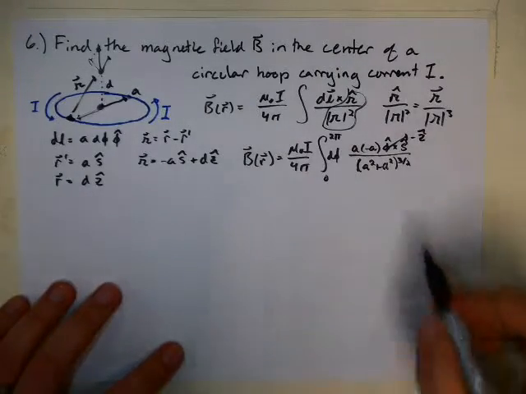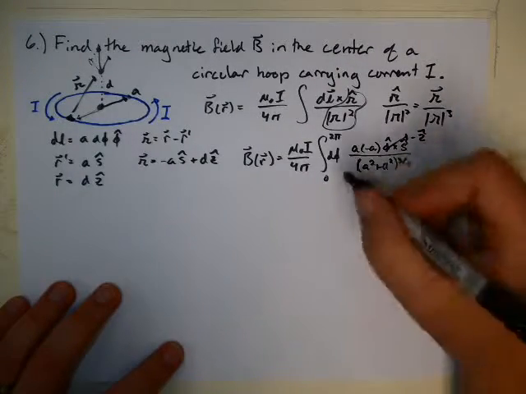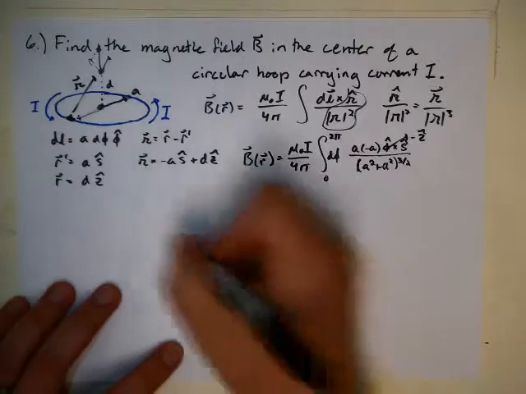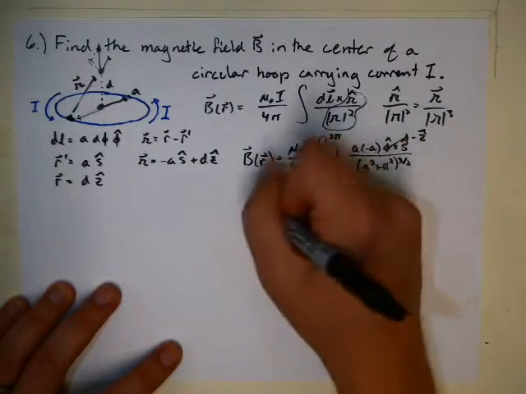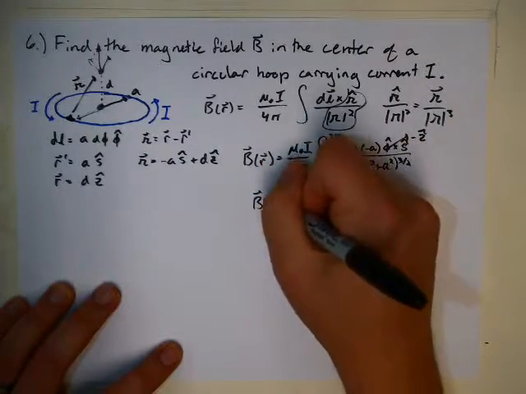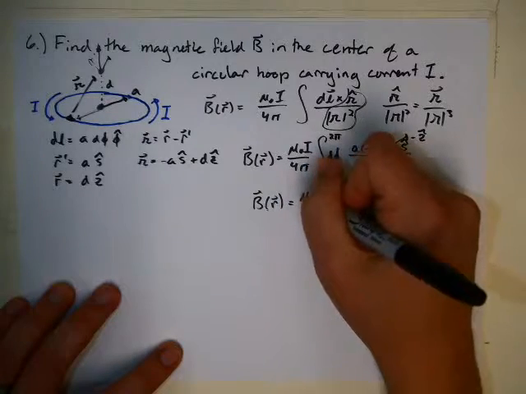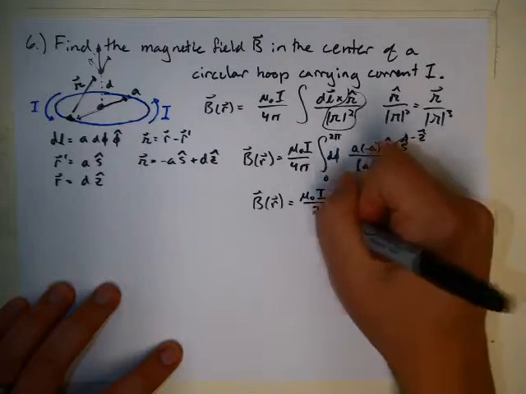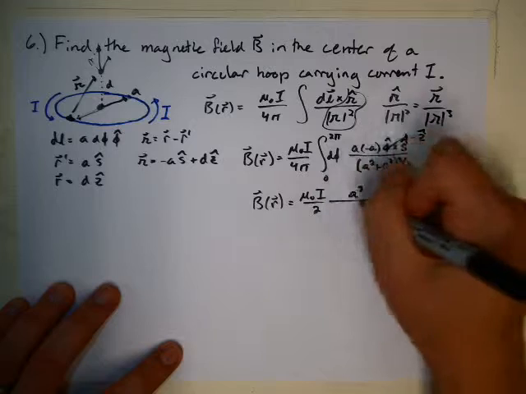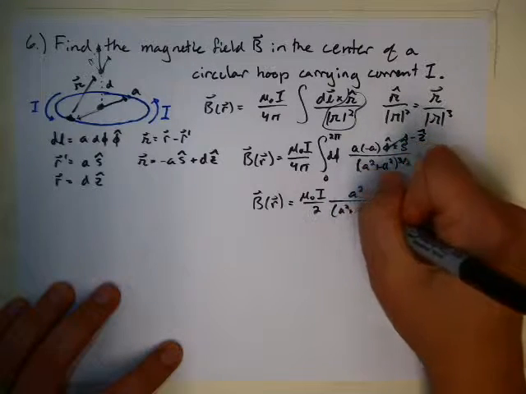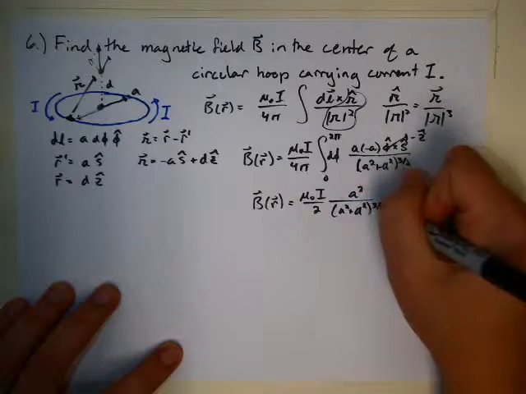Notice that all of this is independent of phi, so I'm just going to get a 2 pi from here, and so my resulting magnetic field, B of r, is mu naught I over 2 times a squared over a squared plus d squared to the 3 halves.